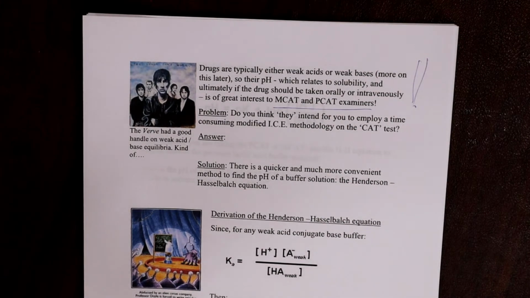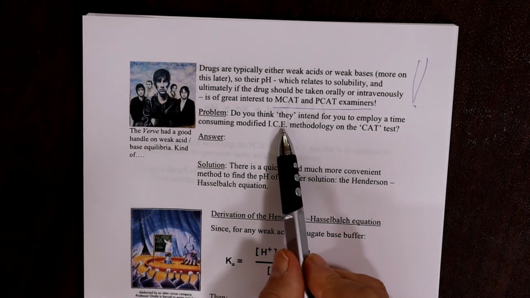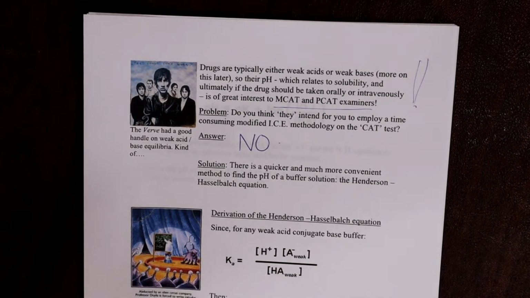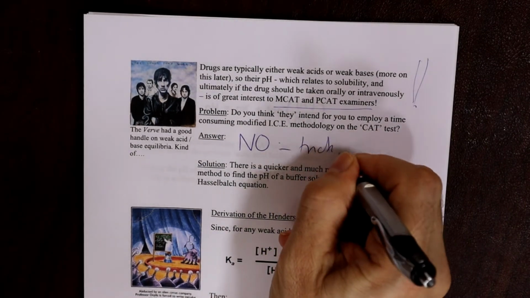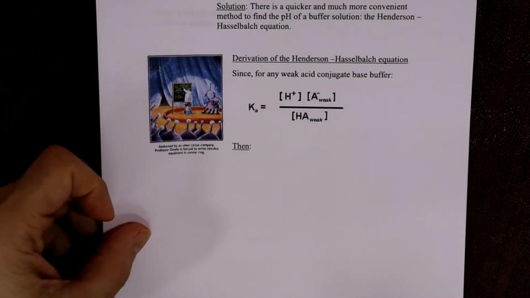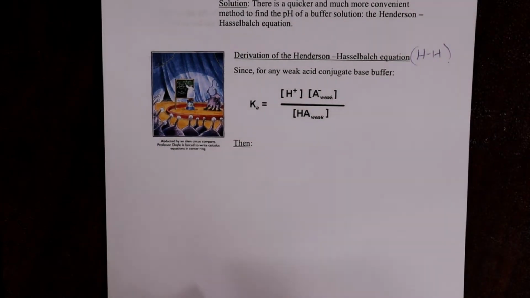Now on the MCAT and the PCAT, there are loads of questions about buffers and pHs because of the relevance to drugs. So the question is, do you think the examiners expect you to do a big old ICE table like we just did? The answer is obviously no. There's a trick. We'll do a little bit of a derivation and show you a really nice equation. It's called the Henderson-Hasselbalch equation. I just call it the HH equation. Literally anybody with 100 or 200 level algebra can do this.